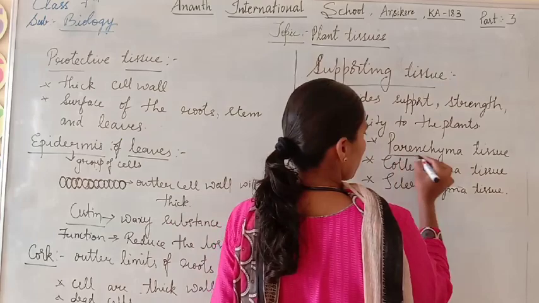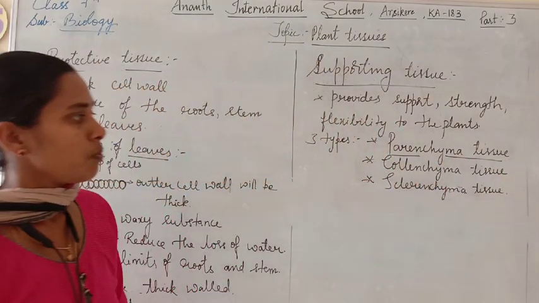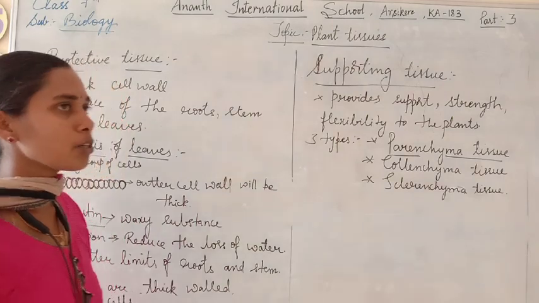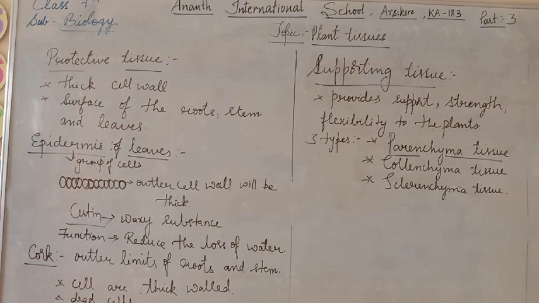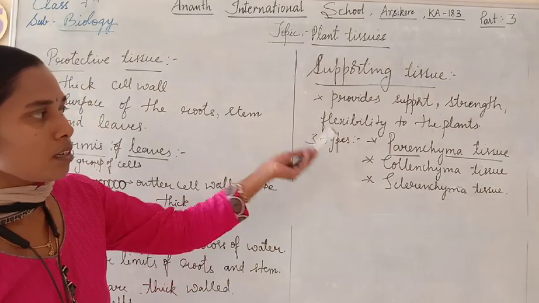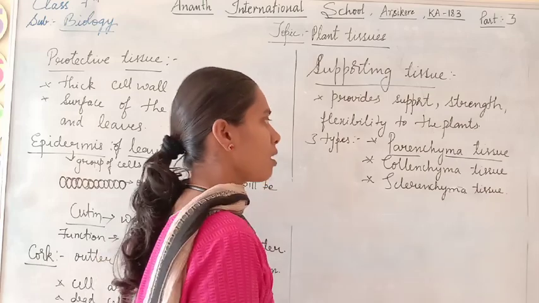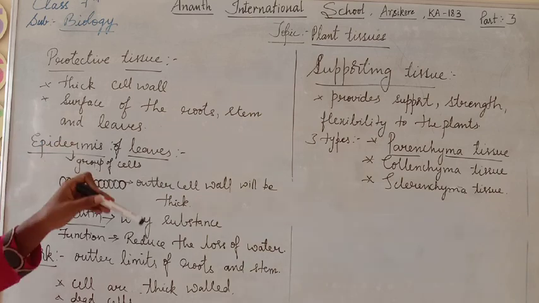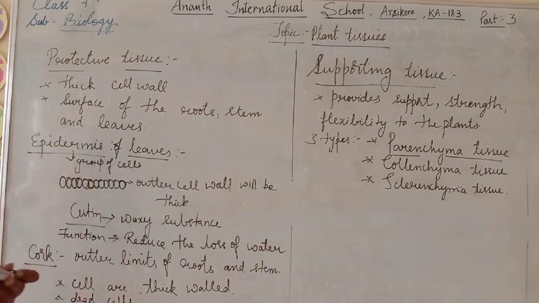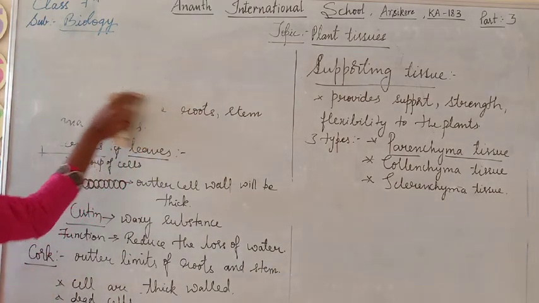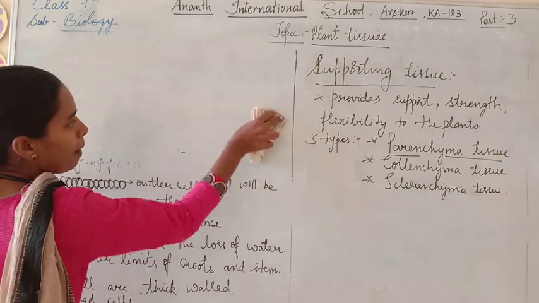Now first we should study only the parenchyma tissue. In parenchyma tissue we will learn the characteristics, the shape of the cells present in it, then where they are found, that is the location, and the function of the cells present in the parenchyma tissue. Students, while the explanation is given, you have to note down the points in your running notes.